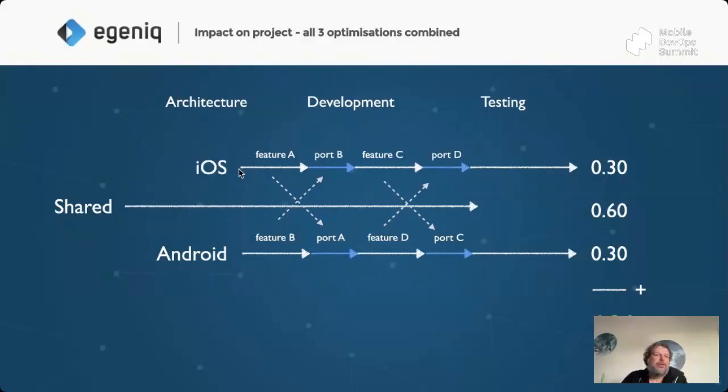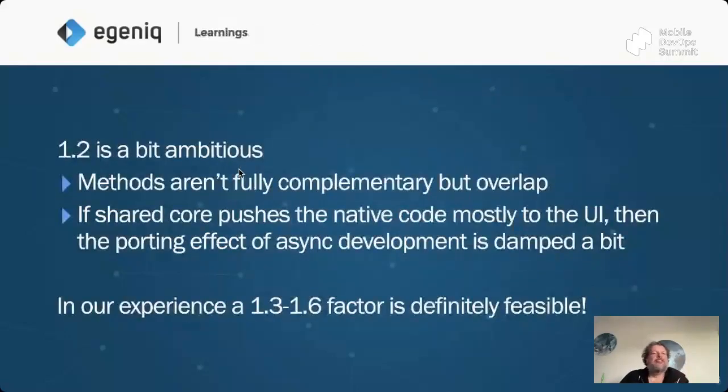Well, obviously, that's why I put a question mark on it. That's kind of an ideal situation, because 1.2, that's a bit ambitious. But also because the methods aren't fully complementary. It's not like you can put all of them in a chain, but they overlap slightly. Like shared core and shared architecture have some aspects that are similar. And if you already do the shared core stuff and you've pushed all of the native code mostly to the user interface, then the porting effect, like that asynchronous development where you take turns in developing a feature, becomes a bit damped, because that will only be user interface code, which is likely to be different on both platforms anyway.